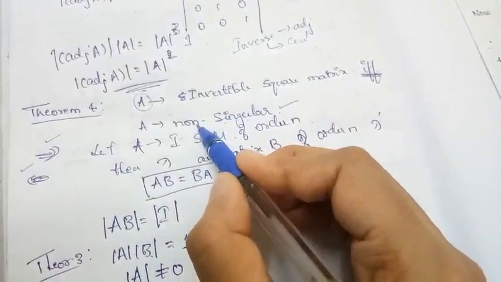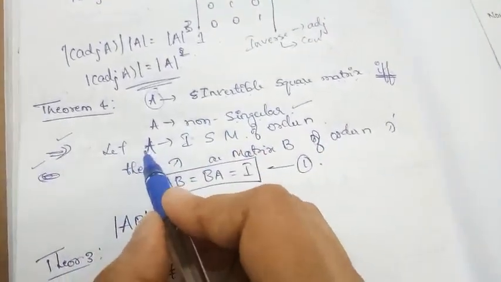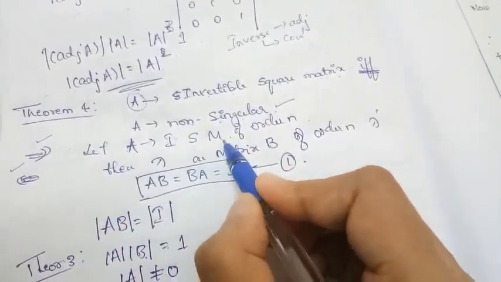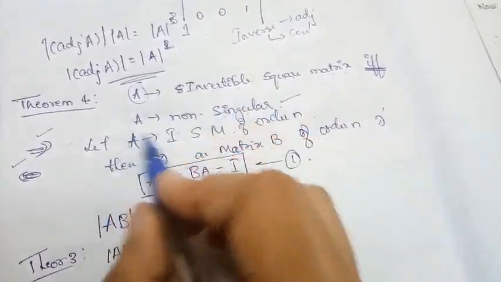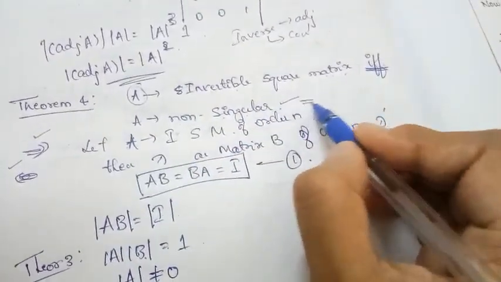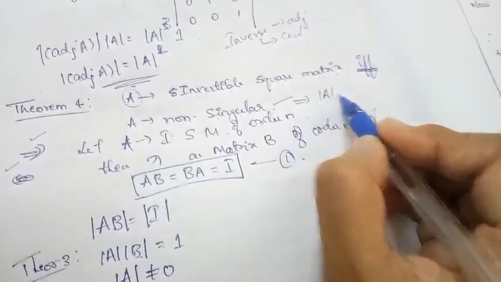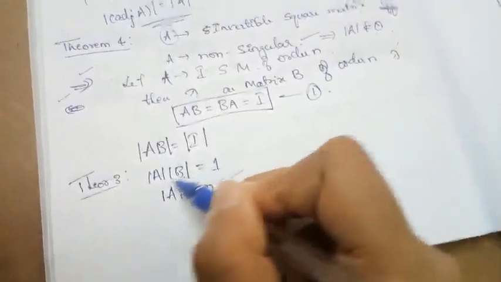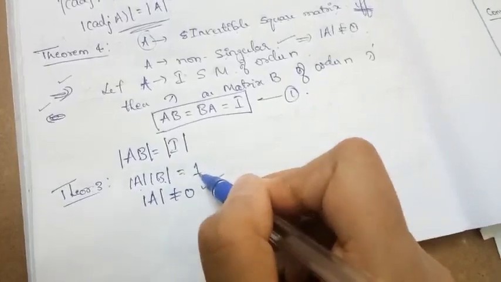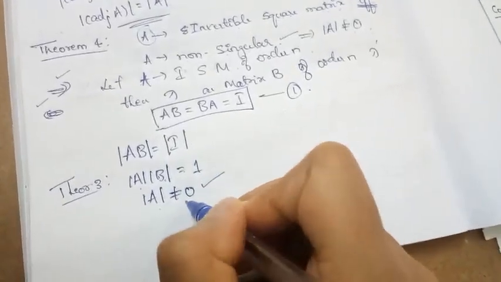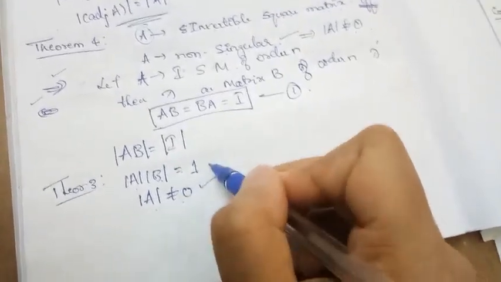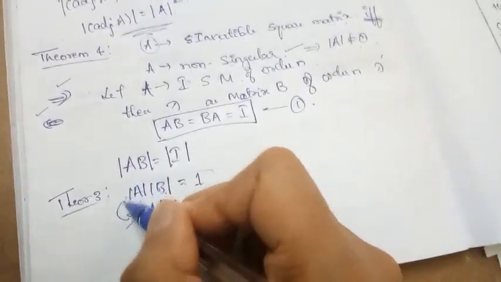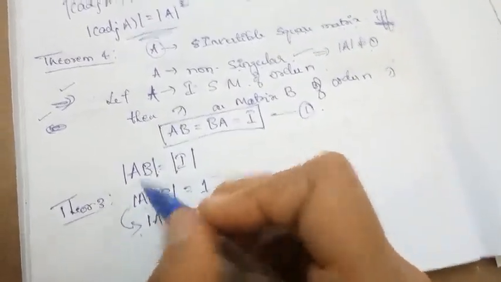So what do we need to prove here? We have considered A as an invertible square matrix and we need to show that A is non-singular. A is non-singular means the determinant value of A is not equal to 0. Here you can clearly see that determinant A into determinant B equals 1 means determinant value of A is not equal to 0. From this step to this step, it is common sense.